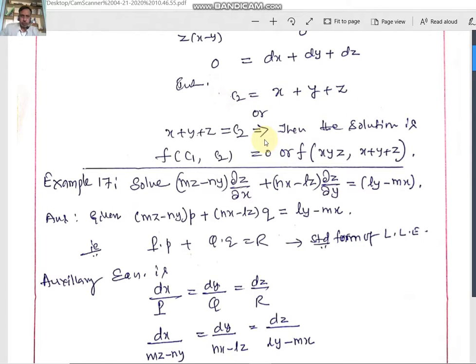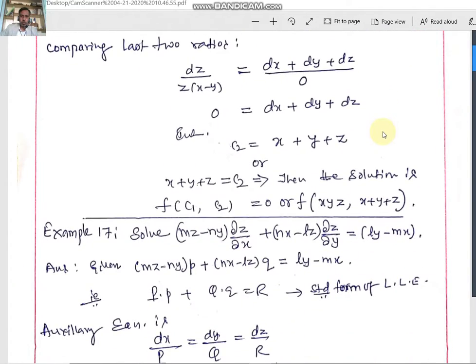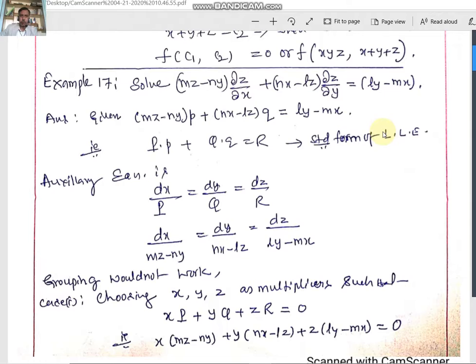So combine them. C1 and C2 are u and v both. F of (C1, C2) is equal to 0, or f of (xyz, x plus y plus z) is equal to 0. This represents the general solution of the given partial differential equation, or Lagrange's linear equation. So, one more important question.